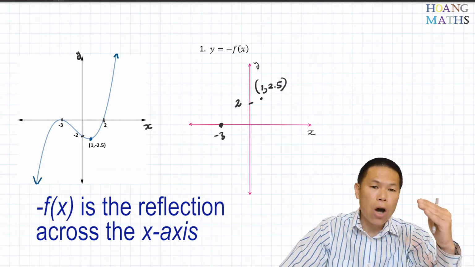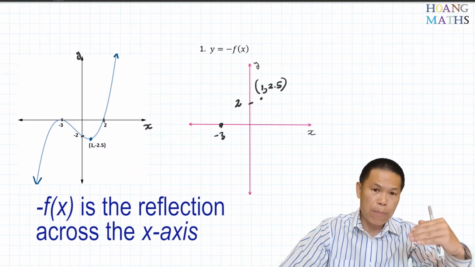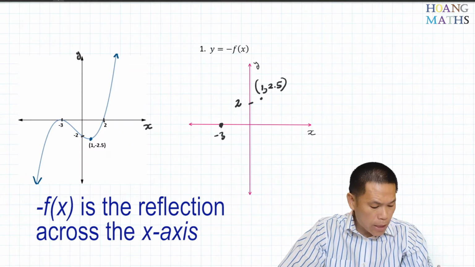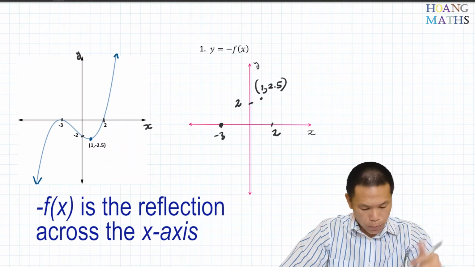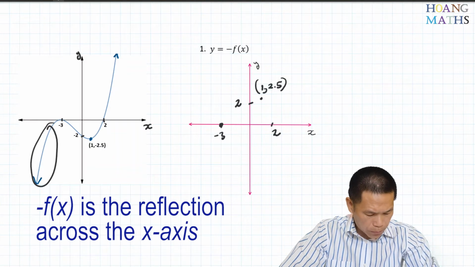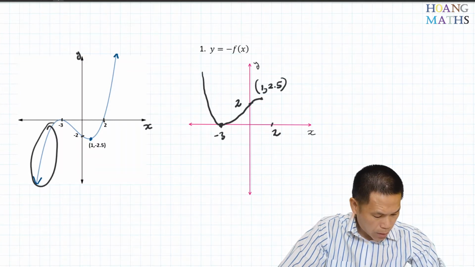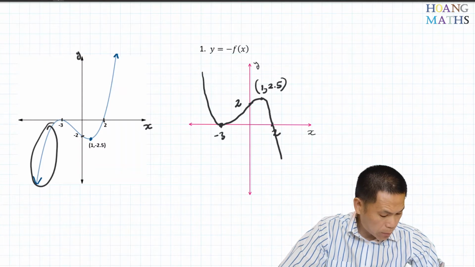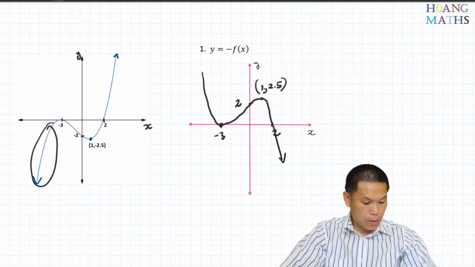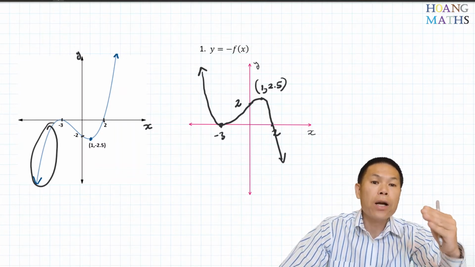Just remember, the only value that changes is the y values, okay? So negative becomes positive, positive becomes negative. And the x-intercept 2, 0 stays the same. Now we sketch. This part here, negative becomes positive, so we start from the top. We just go like this, and we just go like this, and turn to hit the value of 2. There you go. This is negative f of x.